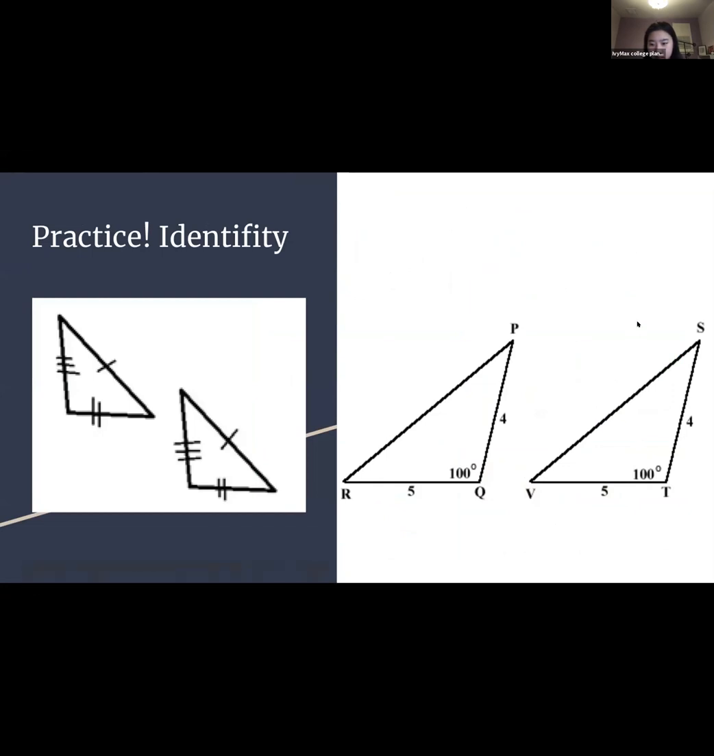Let's go with Mike for the first one. For this one, since they have the same sides, 5 and 4, and the angle between them is the same, 100 degrees, we can use side angle side to prove that they are congruent. Cool. And then do the second one by yourself. Just try it. If you don't get it right, it's totally fine.